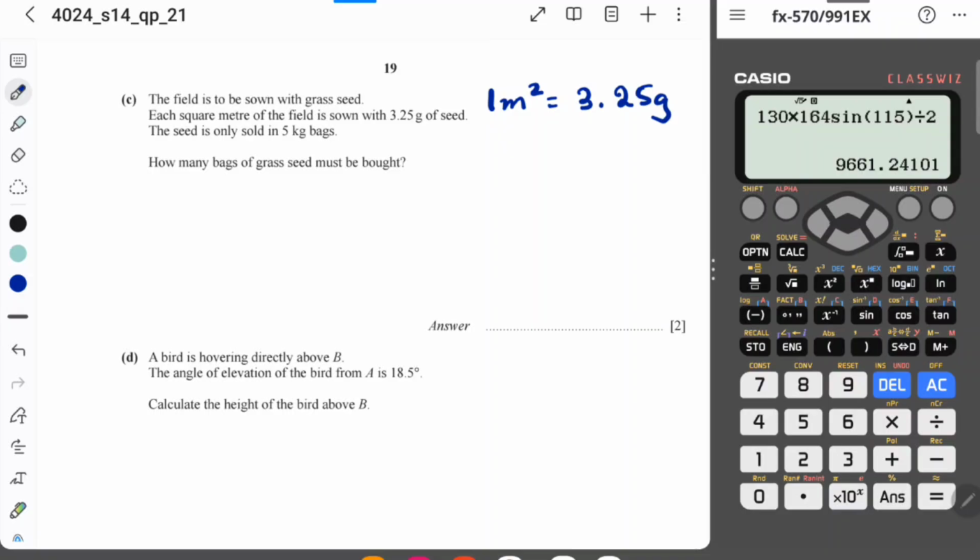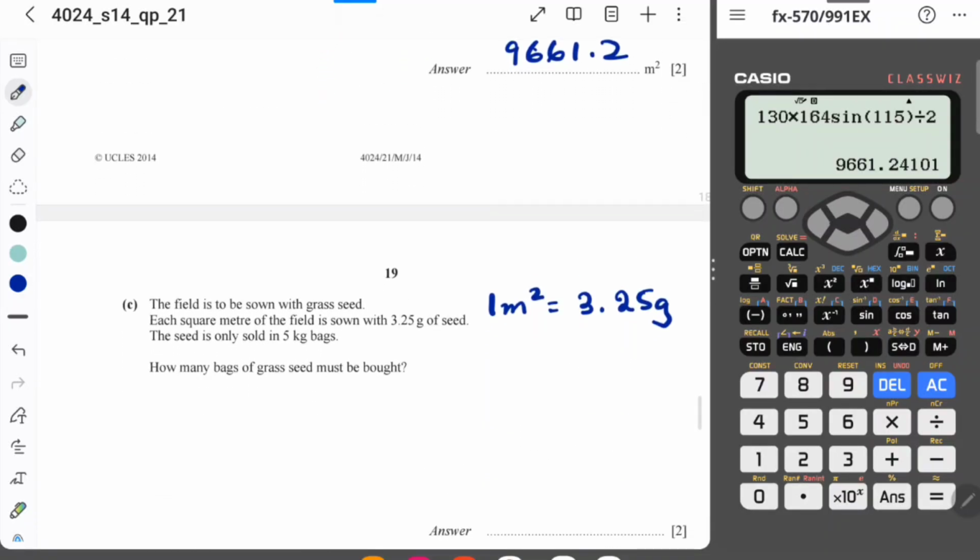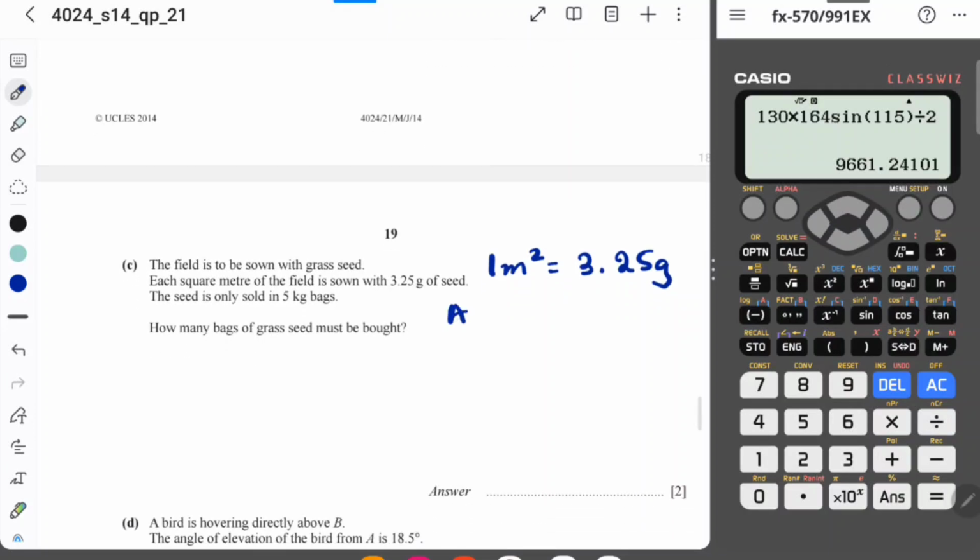The area, as we have already found, is 9,661.2 meters square, and for 1 meter square they use 3.25 grams.